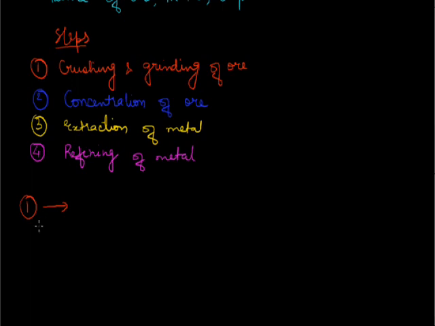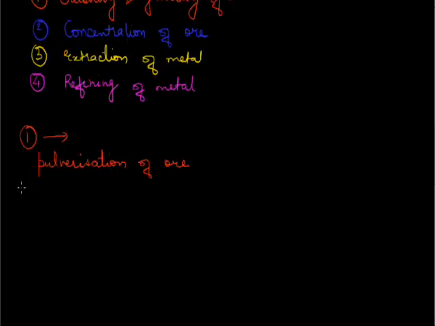Crushing and grinding of ore is also said pulverization of ore. And as the step is itself explaining, crushing and grinding of ore, we are basically reducing the particle size of ore. We can understand it like this. Simply, the ore which is being mined out from earth is in the form of big rocks.